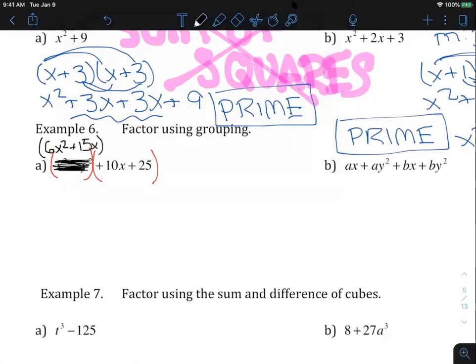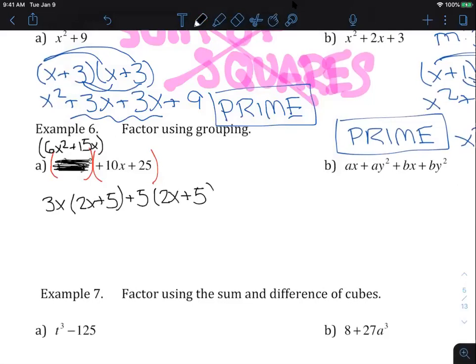Okay, so we're going to group the first 2 with the new problem. And that new one has a GCF of 6x squared and 15x. You can take out 3x, which leaves you with 2x plus 5. The second one, you have a GCF of 5, which leaves you with a 2x plus 5.